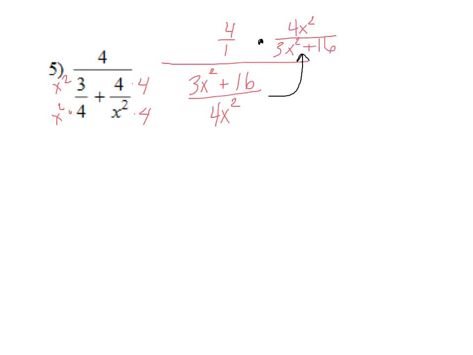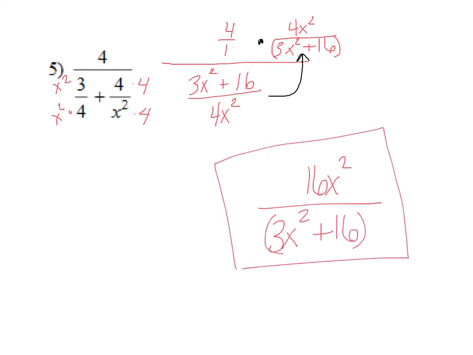As far as any reducing, this is its own thing. And so both of the 4's are on top, so that's not going to reduce. I don't really have any reducing. I'm just going to multiply straight across. Final answer would be 16x squared over 3x squared plus 16. No reducing. All right, so this is a pretty short assignment today, just some quick little complex fractions.